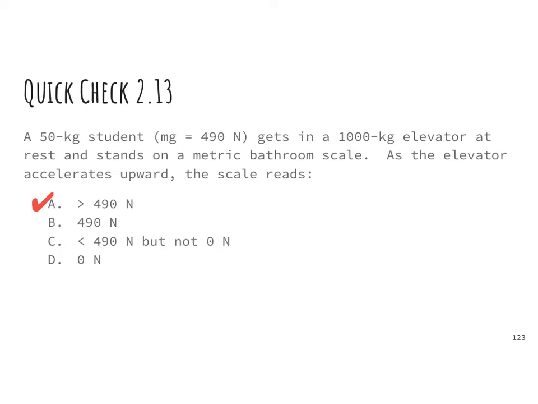All right, so we're gonna follow up with a quick check. It says a 50 kilogram student gets in a 1,000 kilogram elevator. Hey, spoiler alert, that whole 1,000 kilograms, we don't care how much the elevator weighs. It rests and stands on a metric bathroom scale as the elevator accelerates upward. So as he goes up, he's accelerating up. He has positive acceleration. Therefore, his apparent weight will be greater than 490 newtons.